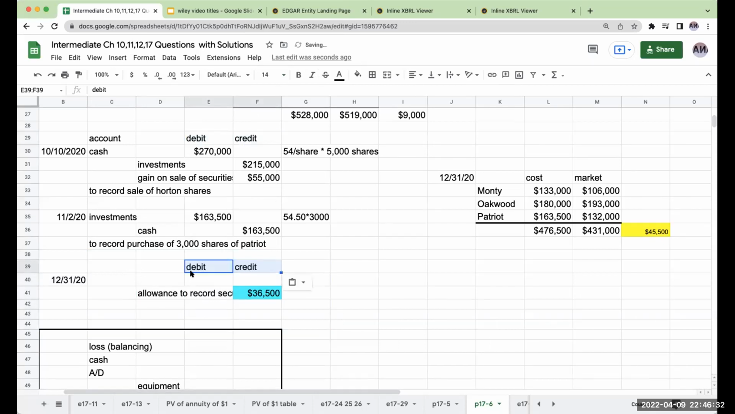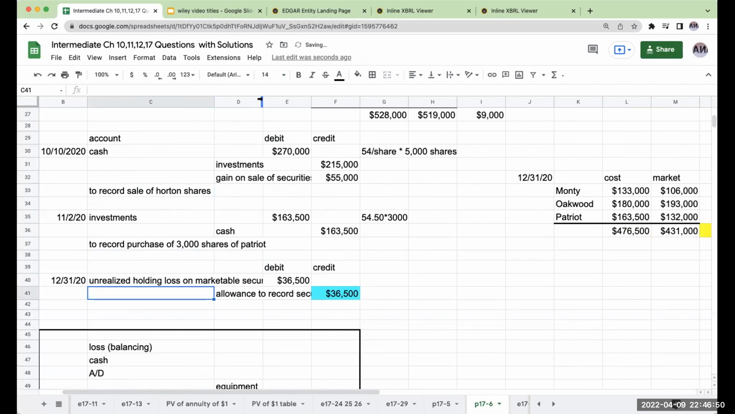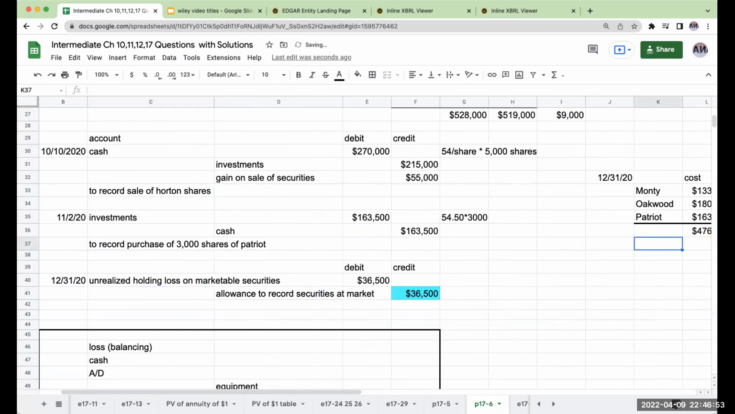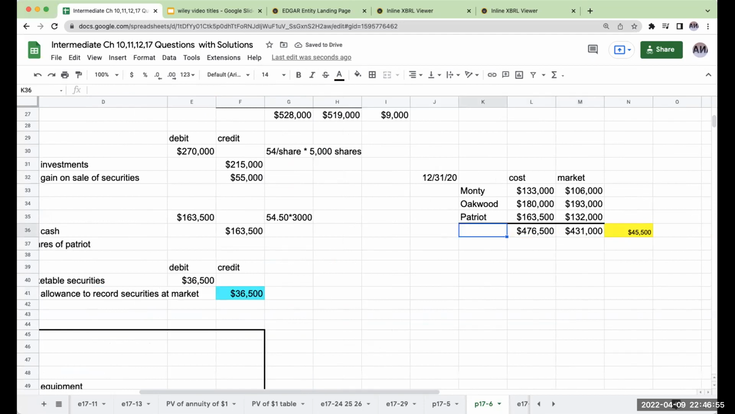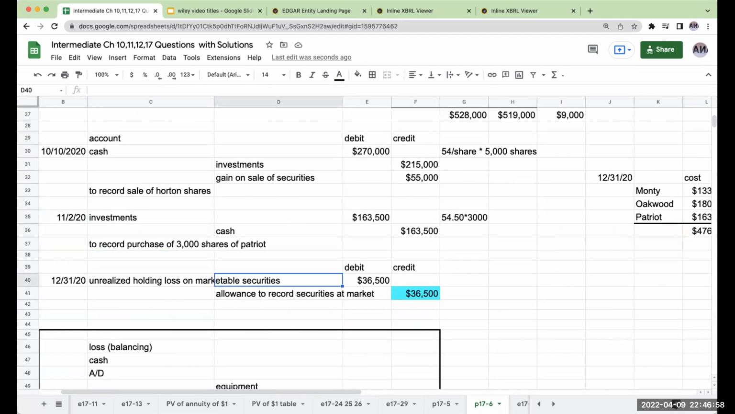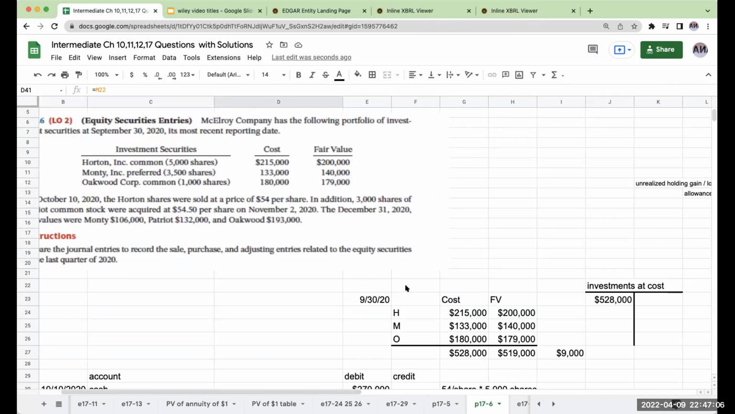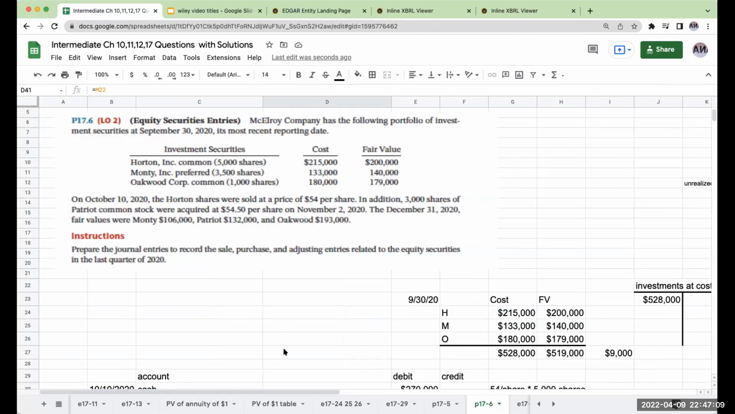Okay, so right over here. For every credit, I need a debit. And this is basically going to be an unrealized holding loss on marketable securities. Okay, and why is it a holding loss? Well, I haven't sold them, so it's unrealized. So again, I'm using this allowance account basically to ensure that my securities are being reported at market. So that is problem 17.6.